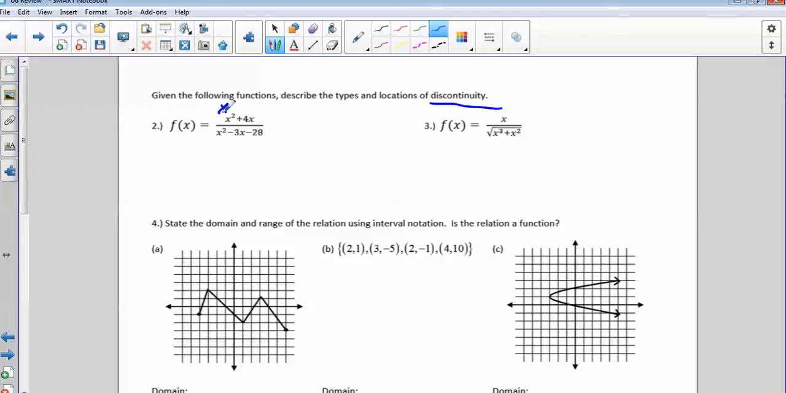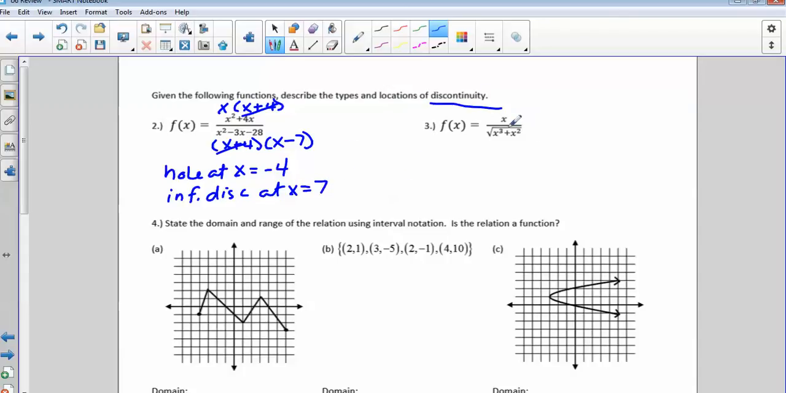The numerator has a common factor of x times x plus 4, and the denominator factors as x plus 4 times x minus 7. So the factor of x plus 4 cancels out, which tells us that there is a hole at x equals negative 4. The factor of x minus 7 does not cancel out in the denominator, so that tells us that there's a vertical asymptote, or that there is infinite discontinuity at x equals 7.